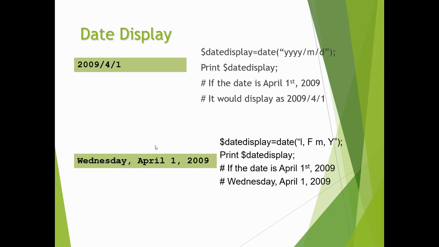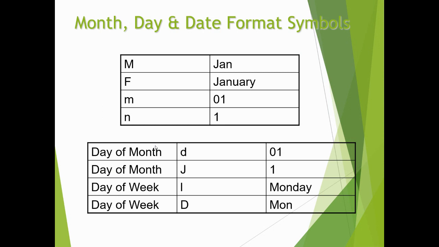Okay. In the first example, you can see the year in 4Y, then month in one character, then day in one. So it prints like this, on the left side 2009 for one. Same way, if you want to print like this, you will have to use L F M Y. So this is basically the explanation you can see here.